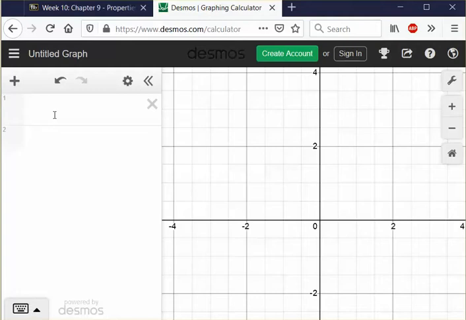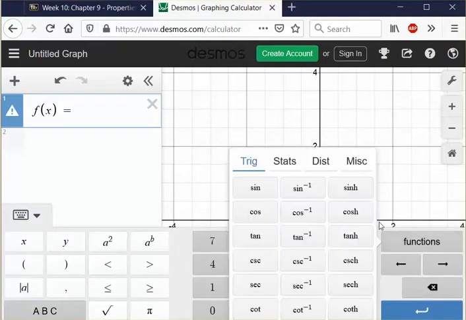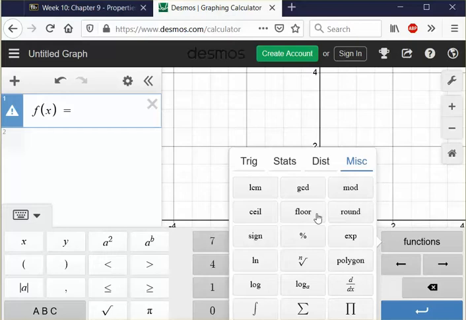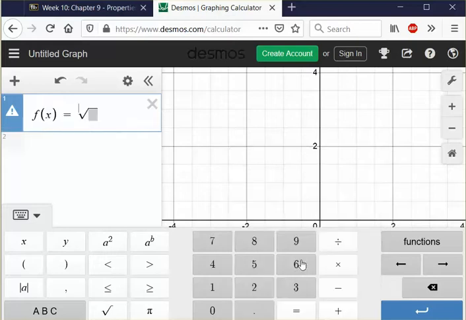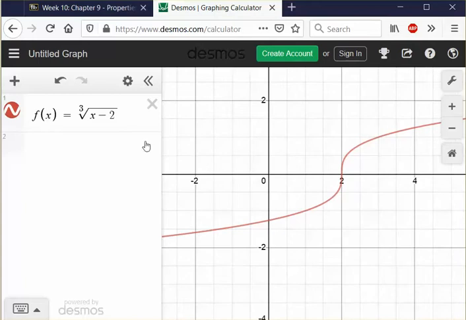So to graph f of x equals the cube root, there, f of x equals, now I need the cube root, so I'm going to go to this keypad, and then over here to the functions menu, and then to miscellaneous, and here it is. This is the nth root. So I get to call it the cube root or the fourth root or whatever I want, and I needed x minus 2 for this graph. So then you can see the graph from there.